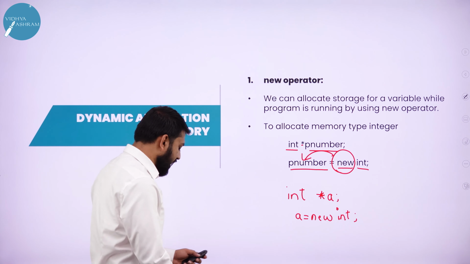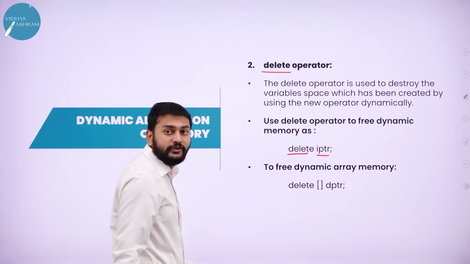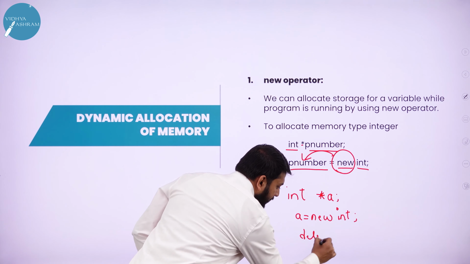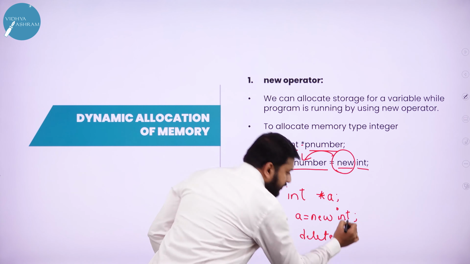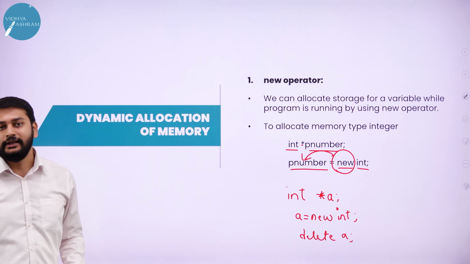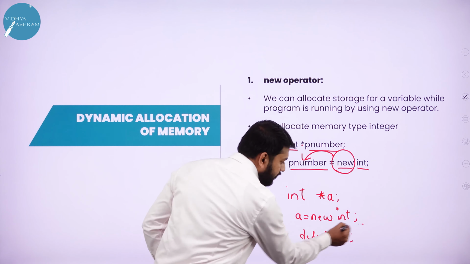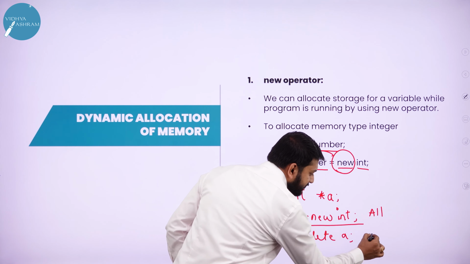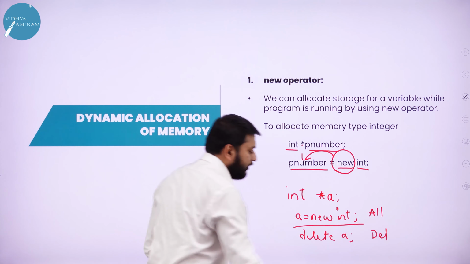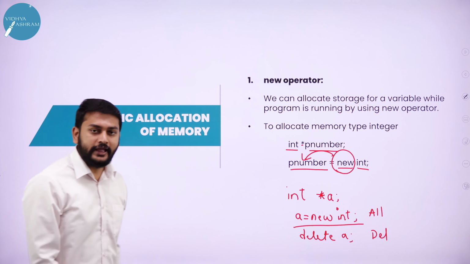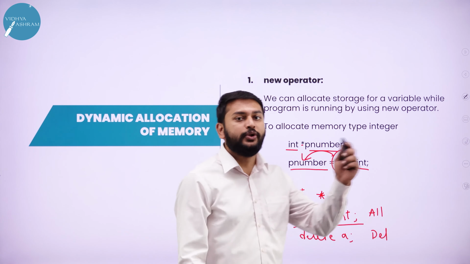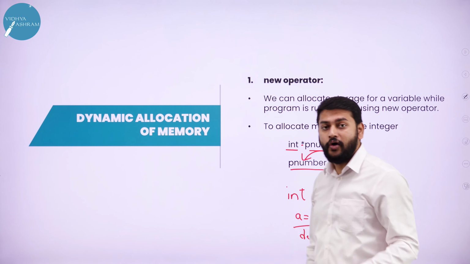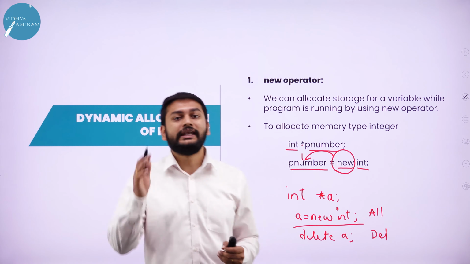So what will you write here? Guys, I had delete iptr instead of that. So what will I write? Delete A is what you will write here. Delete A. So this line will allocate the memory. This line will deallocate the memory. So within two lines, you can allocate the memory and you can deallocate the memory. So hope you learned, right? How do you allocate and how do you deallocate?